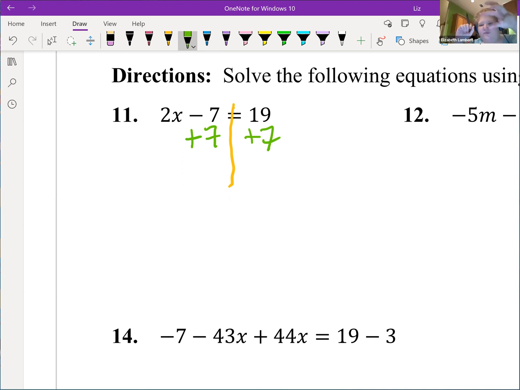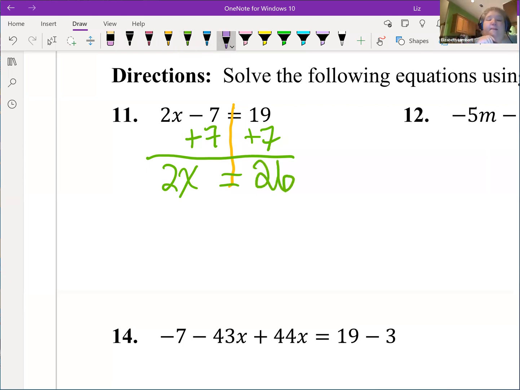On the left side, negative blocks and positive blocks cancel each other out. You can actually think of the negative as like a balloon, a negative weight, because it counteracts a down weight. I know, and some of you guys are like, now you're just taking it too far. I know, but that is the way it works. Then 19 plus 7 is 26. Now we just have 2 x's that are equal to 26.